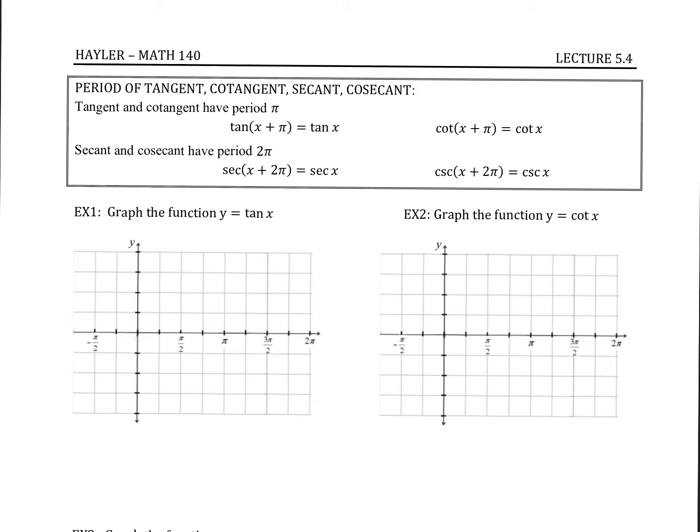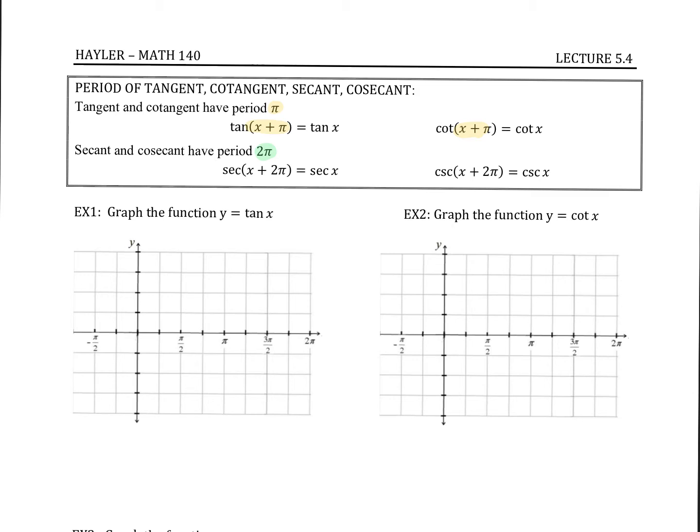If you'll recall earlier, the periods for sine and cosine were 2 pi. Now it changes when we look at tangent and cotangent, as well as secant and cosecant. Tangent and cotangent have a period of just pi, where we have some possible transformation inside for each of them. Then secant and cosecant have a period of 2 pi. So this is also similar to sine and cosine.